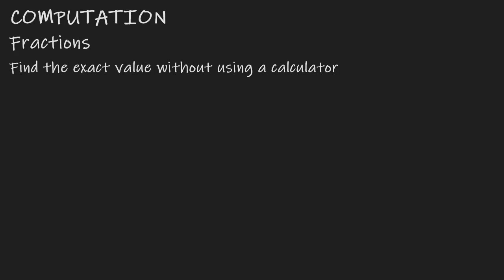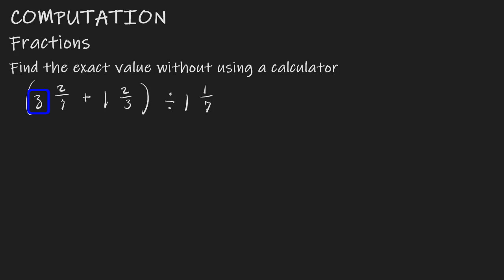In this example, we shall find the exact value without using a calculator of 3 2/7 plus 1 2/3 divided by 1 1/7. Our first step is to change all our mixed numbers into improper fractions.